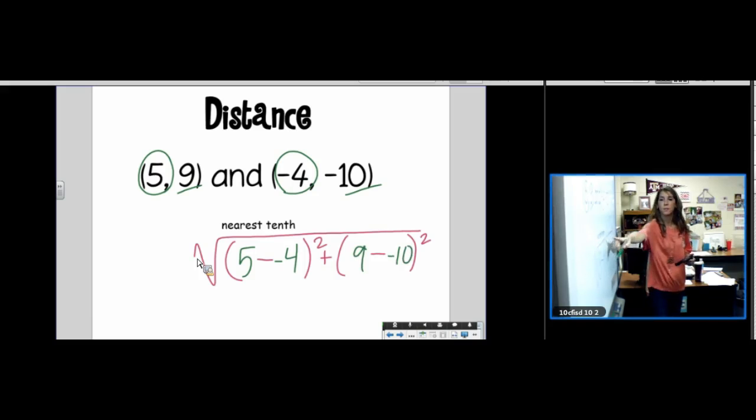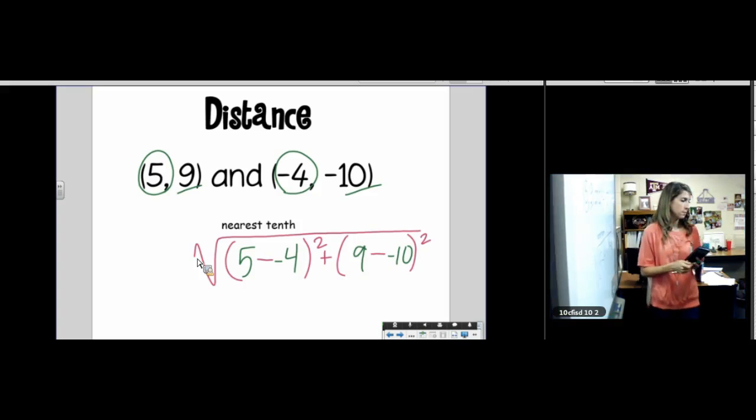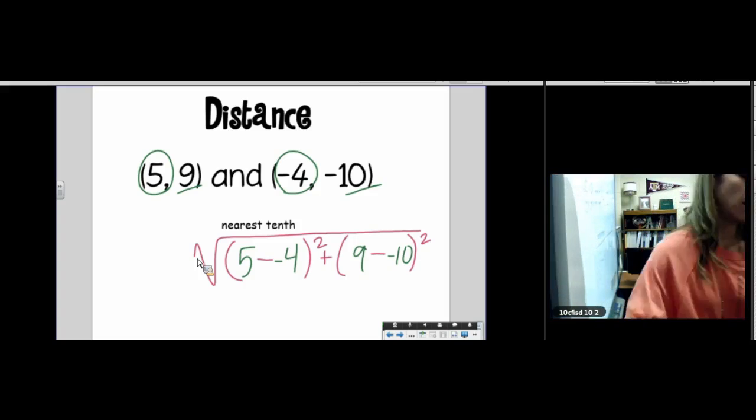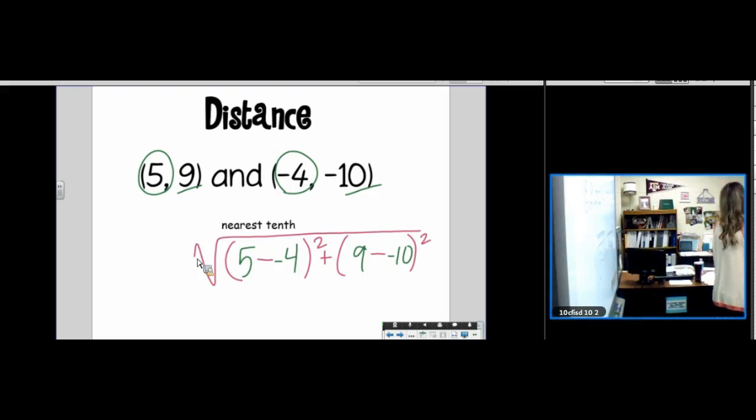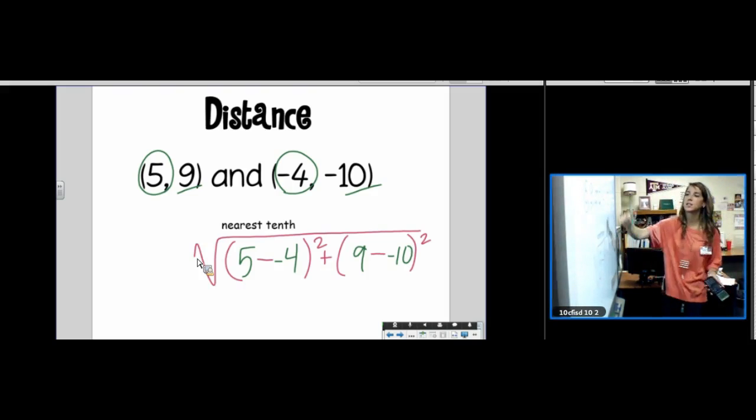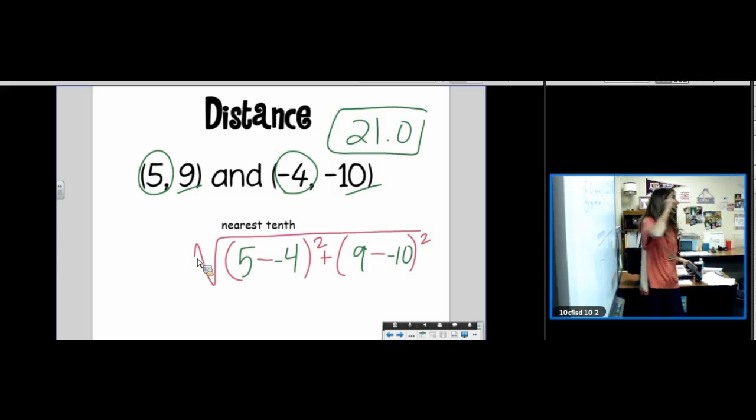What does it say, Jonathan? The answer is 21.02, but it says to the nearest 10, so it's really 21.0, or just 21, okay, because the 2 does not bump the 0 up, okay?